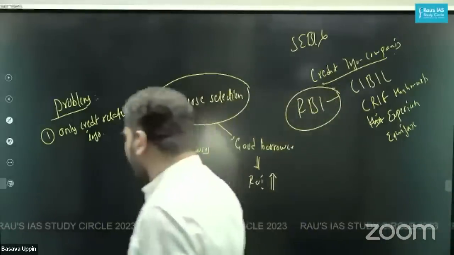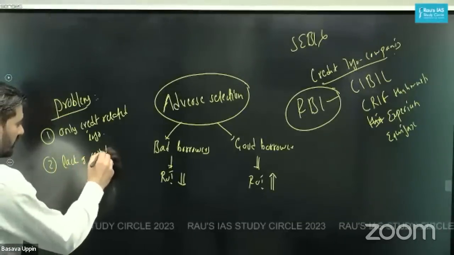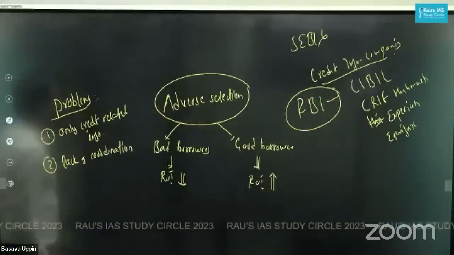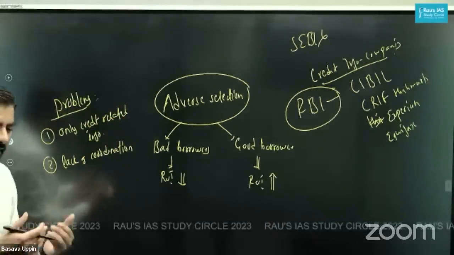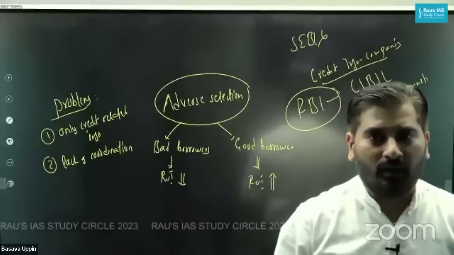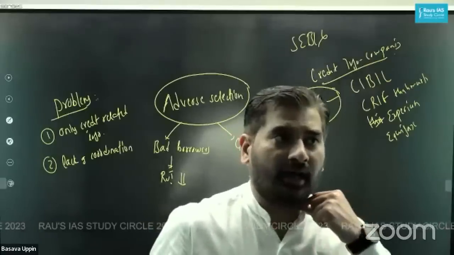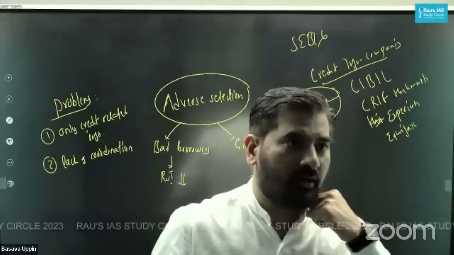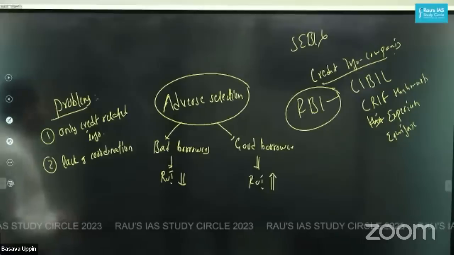The second problem is there is lack of coordination between these 4 credit information companies. When we do not have effective coordination between those 4 credit information companies, automatically it leads to information overlapping, or they will not be able to capture the entire information. Am I audible clearly? Was there any disturbance in between? Okay, fine. So lack of coordination is the second important problem.